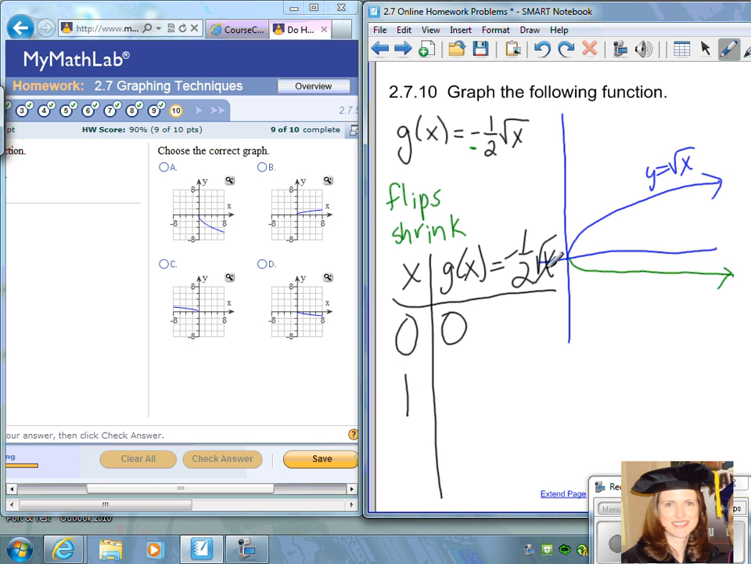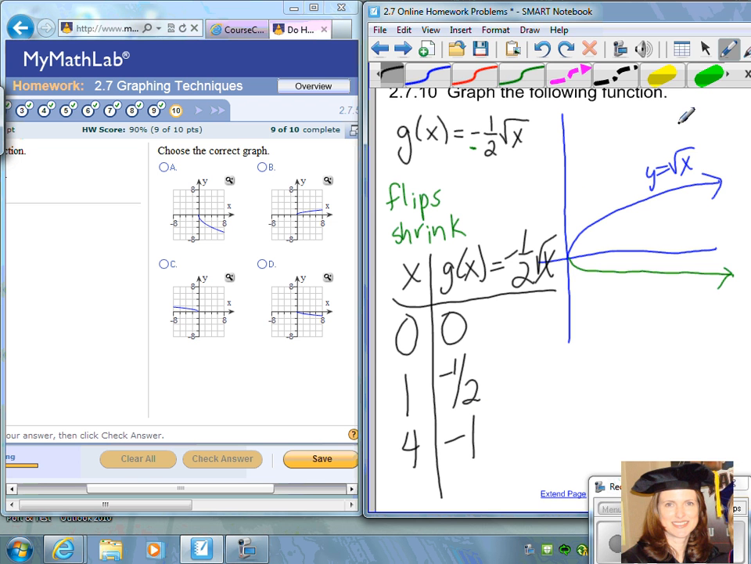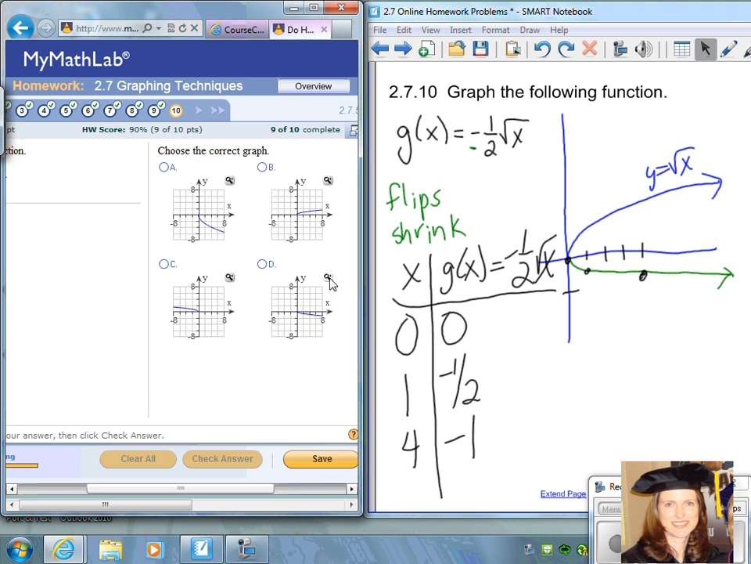We plug in 1, square root of 1 is 1. We get -1/2. I'm going to plug in 4 because I want to plug in a perfect square, so I get a nice integer value out for the square root. The square root of 4 is 2, and 2 times -1/2 is -1. So this is what a few points on your graph are: 0, 0, 1, -1/2, and 4, -1. Okay, close enough. It is just a sketch, and it looks most like choice D.